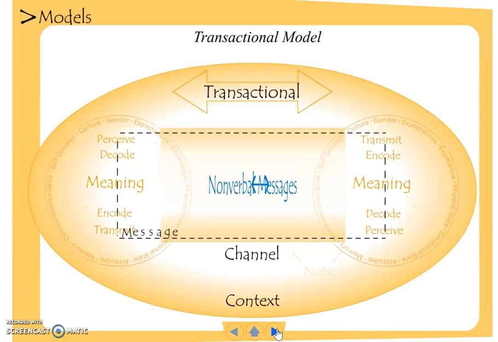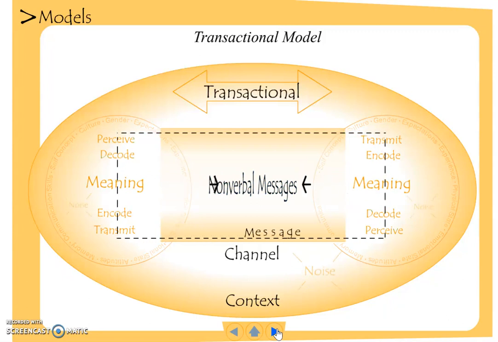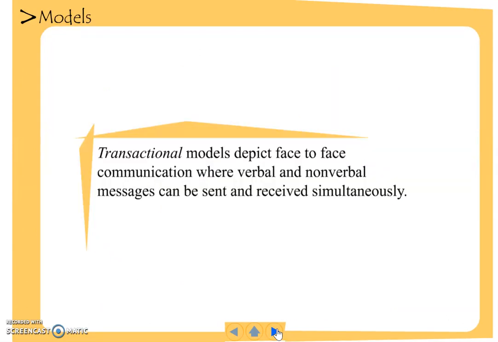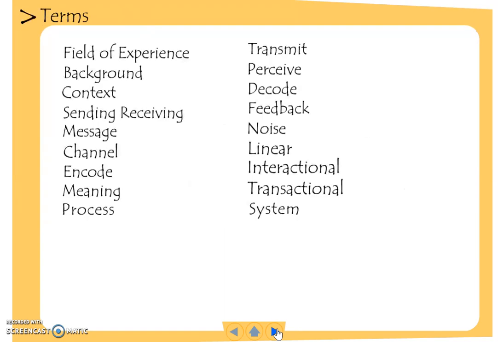The third model is the transactional model, and this is where verbal and nonverbal messages are being sent simultaneously, and this is best depicted by face-to-face communication. Hopefully, this quick little tutorial has helped you understand the components of the communication process as well as the three models that we can consider.